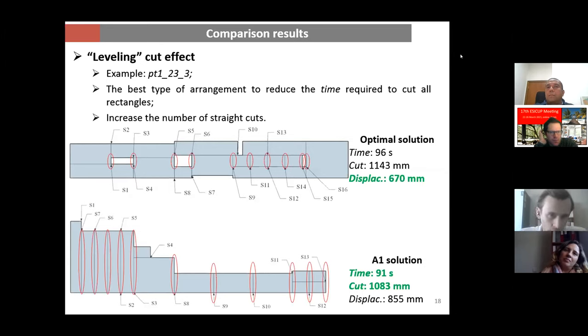And we have here an example of instance PT1, where the displacement was lower for the optimal solution compared with the alternative. But the time required to cut all rectangles was lower for alternative one because of the strain cuts. We have 10 low or small strain cuts for the optimal solution. And for the alternative one, we have more than 10 long strain cuts that reduce the time required to cut all rectangles.